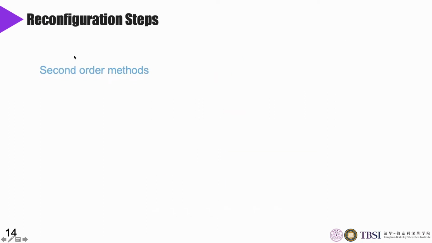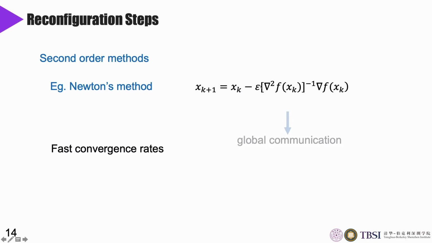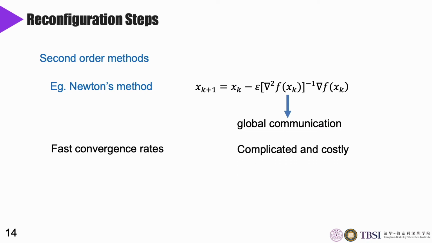There are a lot of faster algorithms to solve unconstrained convex optimization problems. For example, second-order methods like Newton's method. It has a fast convergence rate. However, it requires the computation of a matrix inverse, which means global communication among agents is required. This will make the implementation complicated and costly, and therefore our focus here is first-order methods.